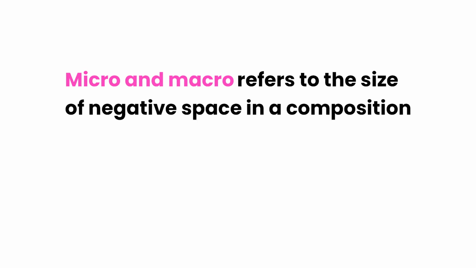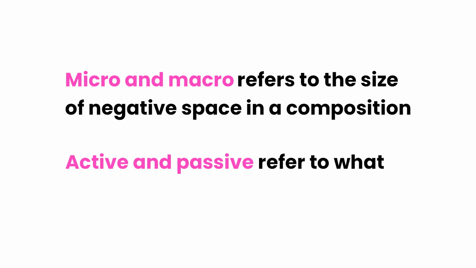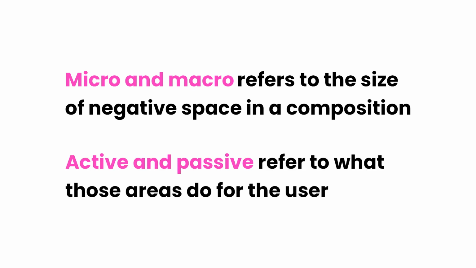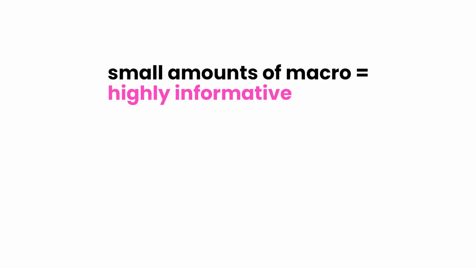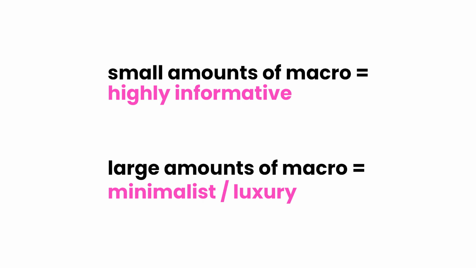There's a few types of negative space. Micro and macro refers to the size of the negative space in a composition. Active and passive refer to what those areas do for the user. Websites with small amounts of macro negative space tend to be highly informative. Websites with large amounts of macro negative space are often minimalist or showcase luxury.